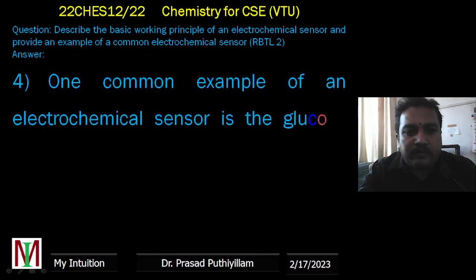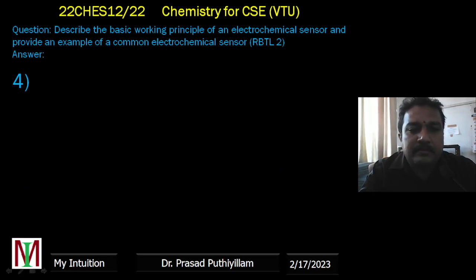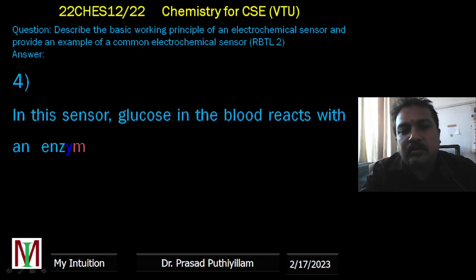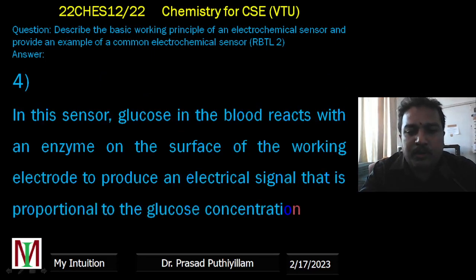One common example of an electrochemical sensor is the glucose sensor used in blood glucose monitoring for people with diabetes. In this sensor, the glucose in the blood reacts with an enzyme on the surface of the working electrode to produce an electrochemical signal that is proportional to the glucose concentration.